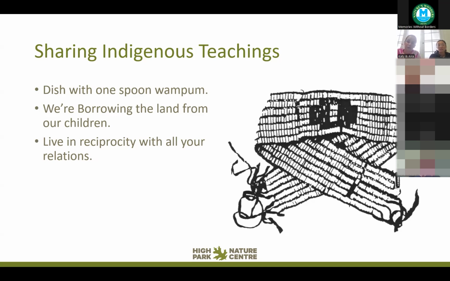This is the dish with one spoon wampum. This area here would have been a meeting place for many different communities, and to help them stay in agreement, they created this wampum belt for the dish with one spoon. It represents how they would all agree to use the land. So they treat it as though it's a dish with one spoon. Everyone needs to be able to eat from the land, be able to get the resources that they need. So they're just eating with one spoon.